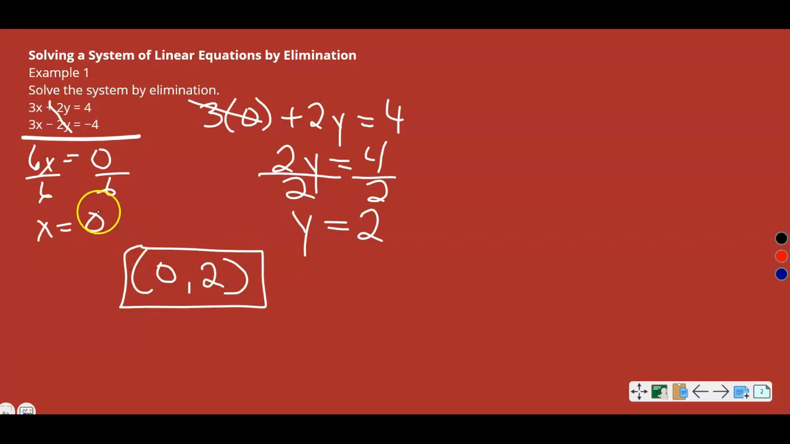Again, you should plug it in and check it. So this is my x, this is my y. 0 times 3 would be 0. 2 times 2 is 4. 4 equals 4, so that works for the first one. And then 3 times 0 is 0 again. Negative 2 times 2 is negative 4. Negative 4 equals negative 4. So very quickly, you can plug that in and see that it does work. So (0, 2) is the solution to each equation, and it is the solution to the system of equations. If you graph those lines, you would find that this is the point of intersection as well.